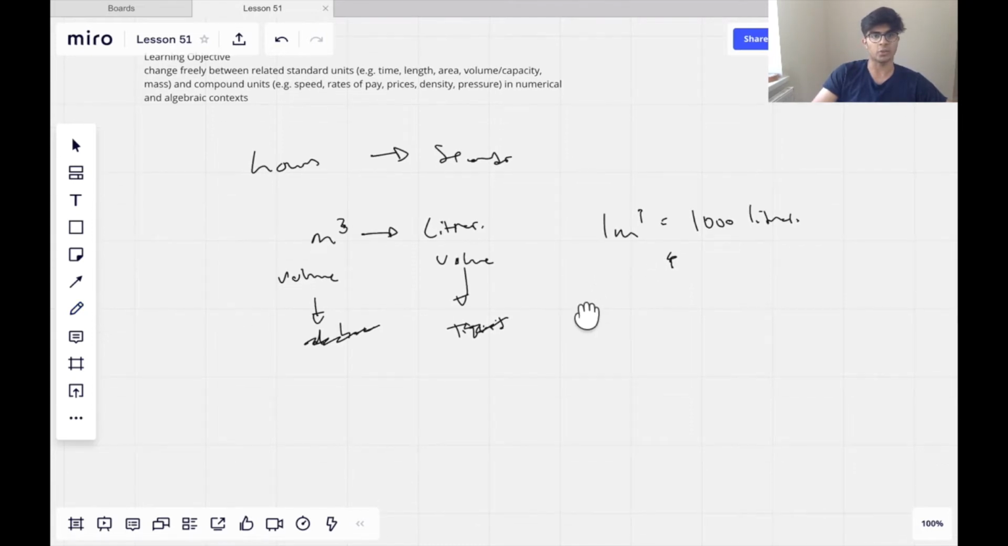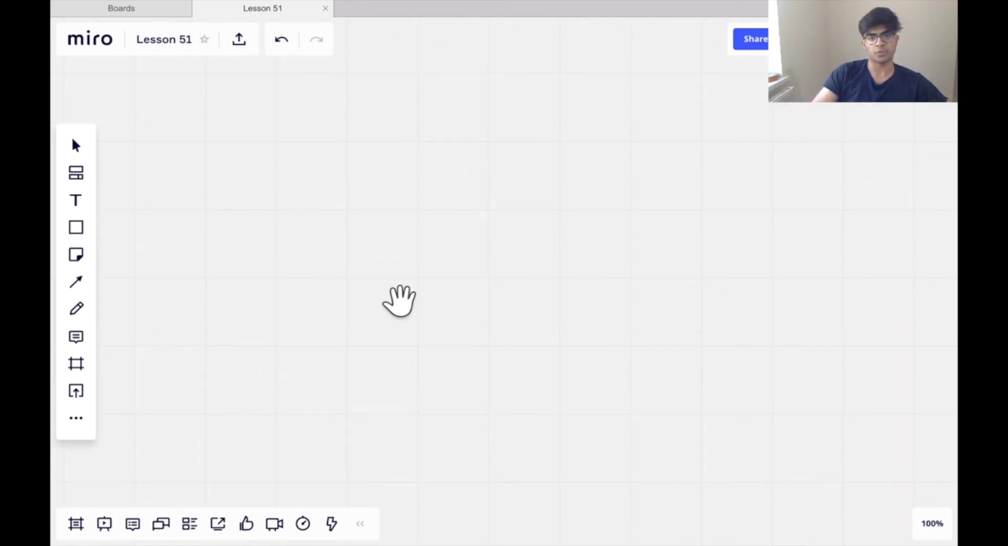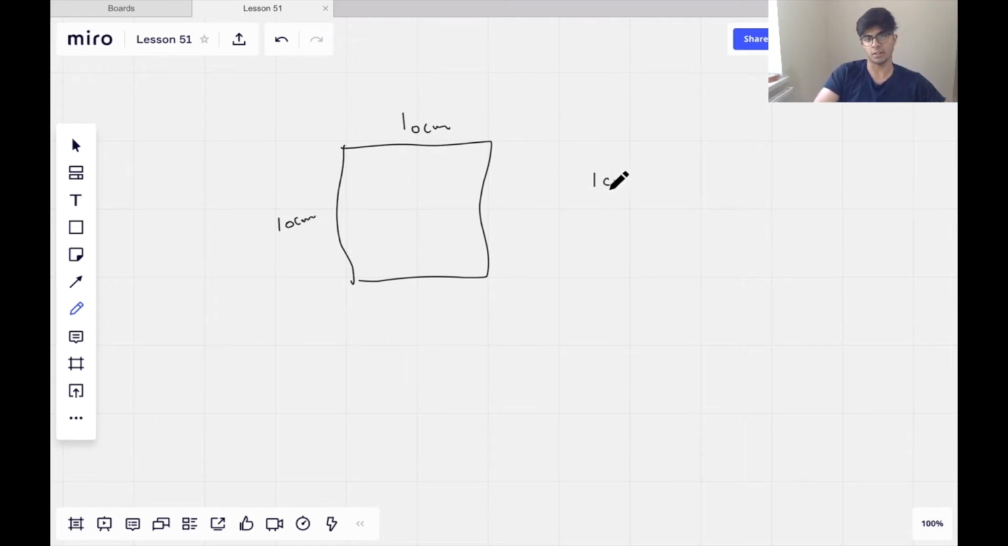Now we'll talk a bit about area and volume and how to convert between those. Say you have a square that's 10 centimeters wide. Oh, that's a bad looking square. Let's try and draw a half decent square. Okay, it's 10 centimeters by 10 centimeters. If I ask you to calculate the area, you'd say it's 100 what? Centimeters squared. Don't forget the unit.